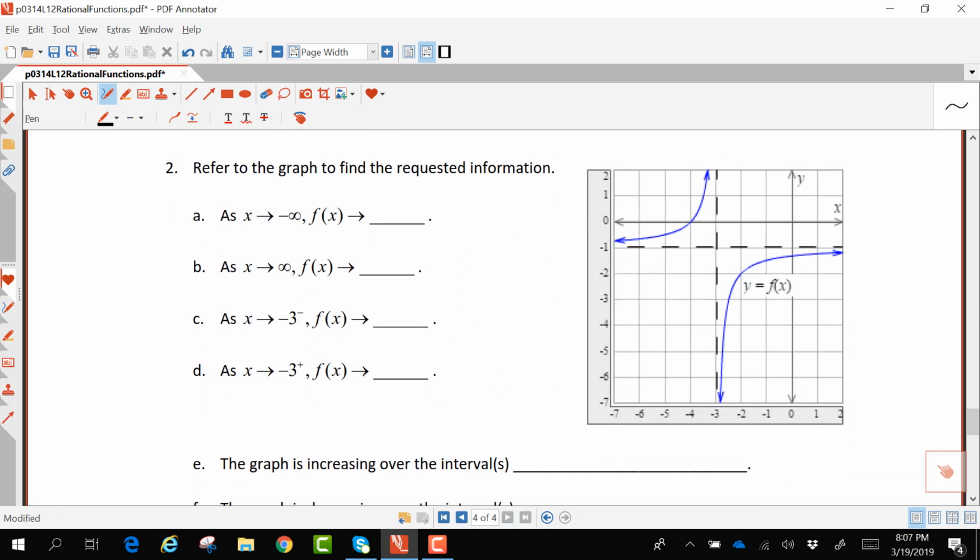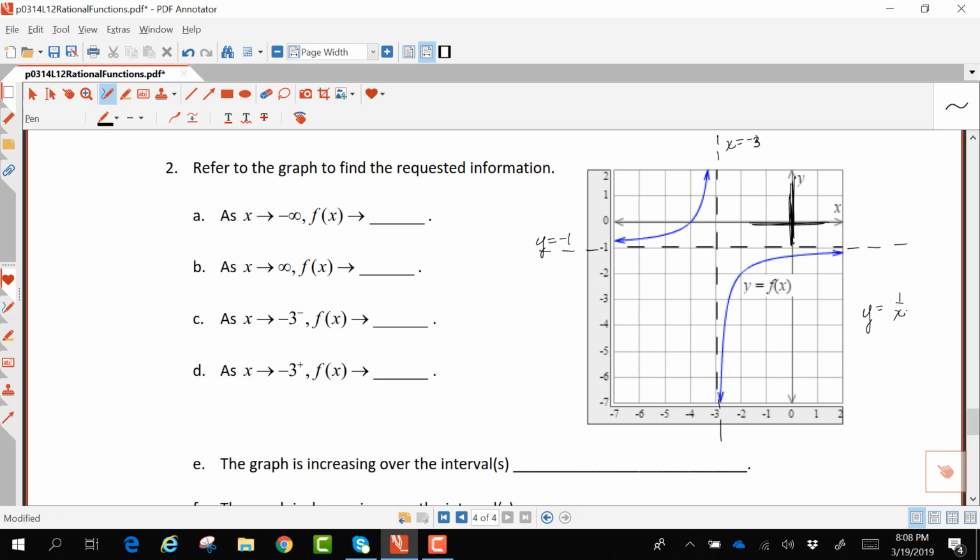This next page is quite interesting. It gives us a graph, and it gives us the asymptotes occurring at y equaling -1 for the horizontal asymptote, and the vertical asymptote is occurring at x equaling -3. Noting the origin is over here, you can tell this is the original parent function 1 over x, which has obviously been shifted to the left 3 and down 1.